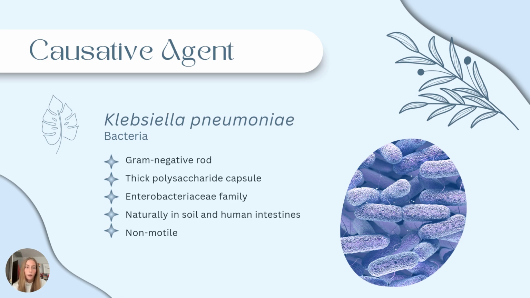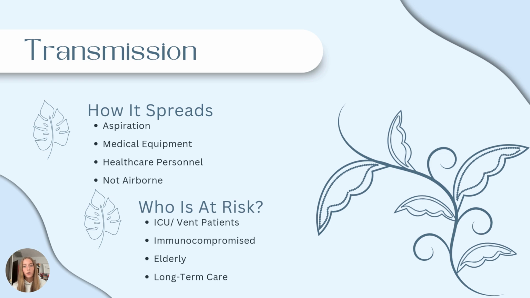Now let's take a closer look at how the bacteria spreads and who is most at risk for this infection. Klebsiella pneumonia is not airborne like some other types of pneumonia. It is typically spread in hospitals through contact, not droplets like the flu. The bacteria can be transferred by contaminated hands of healthcare workers or through improperly sterilized medical equipment such as ventilators or catheters. It often enters the lungs through aspiration, especially in patients who are sedated, lying down for long periods, or receiving mechanical ventilation. Because of this, Klebsiella pneumonia is considered a hospital-acquired infection or nosocomial pneumonia.